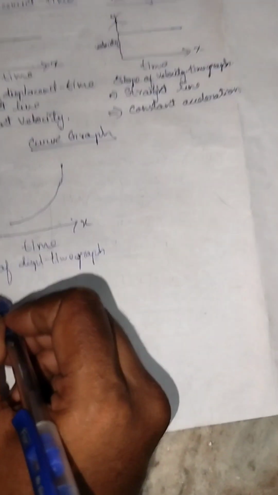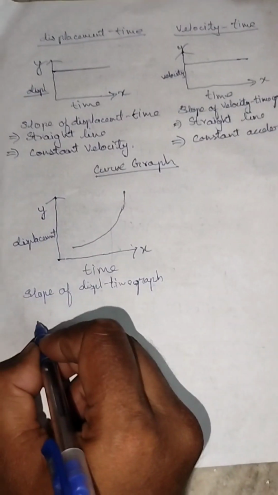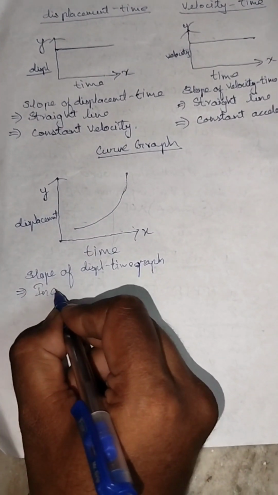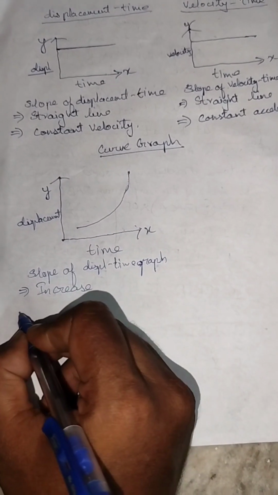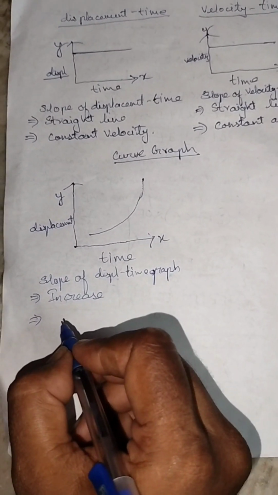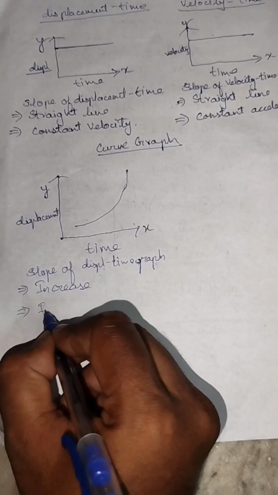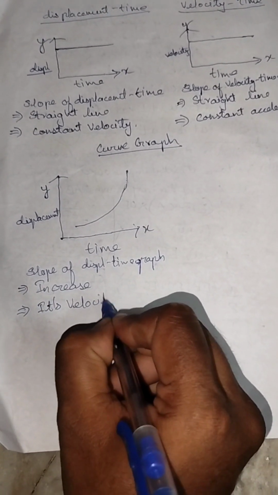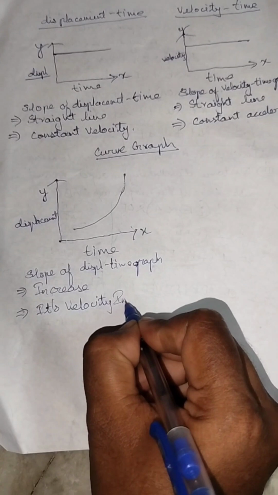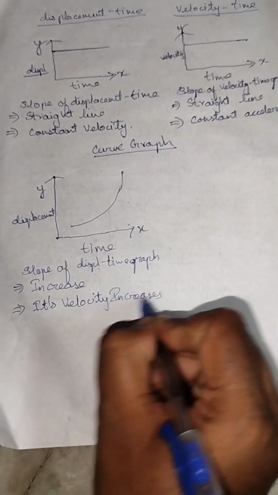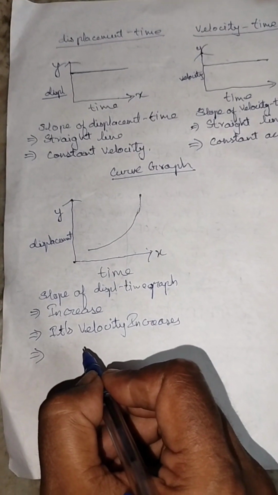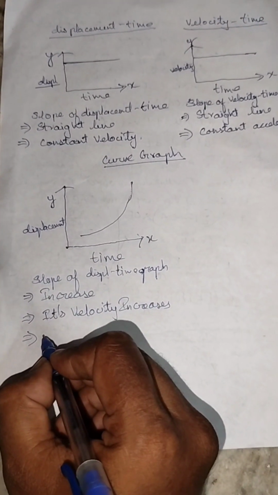Since the slope increases, condition number 1, the slope increases, so obviously we can say its velocity also increases. And then the next thing, the motion is an accelerated motion.